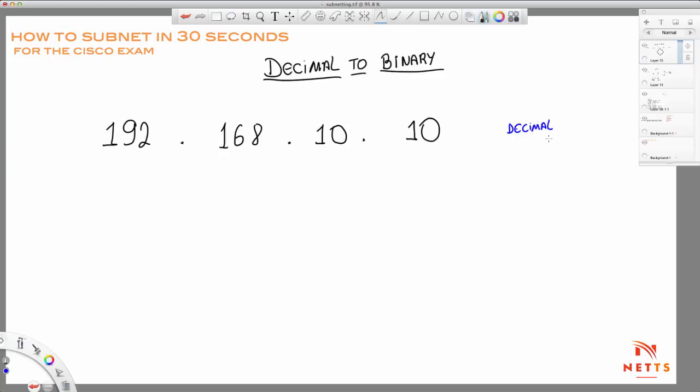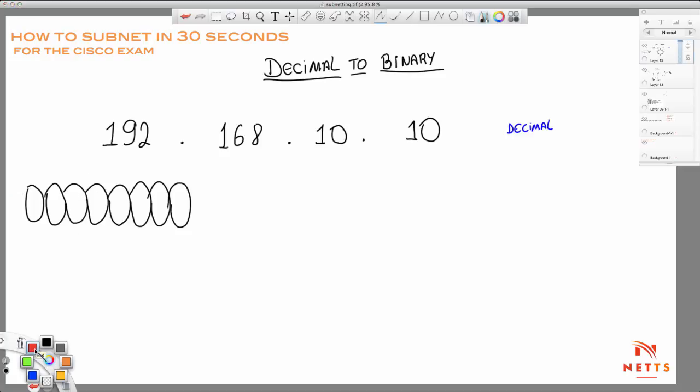But first of all, we have to represent the 4 octets in binary. To do that, we're going to write down a few zeros here. Let's say 1, 2, 3, 4, 5, 6, 7, and 8. And for each bit, we're going to give a value. This is a fixed value, and we're going to use it to do the conversion.